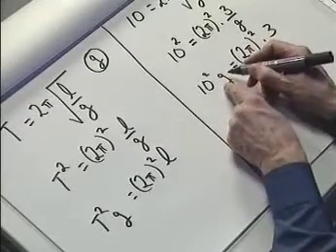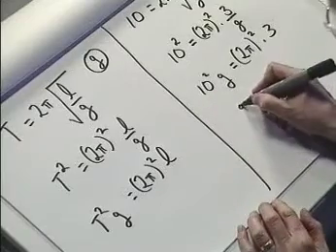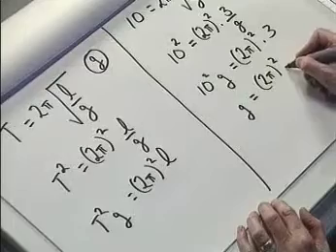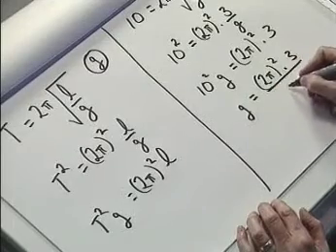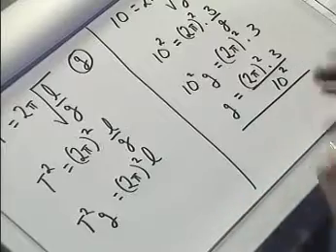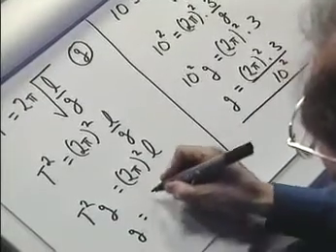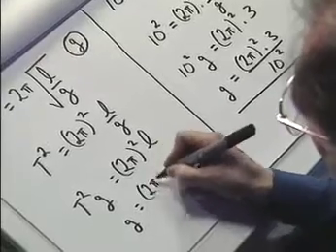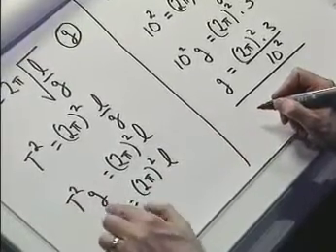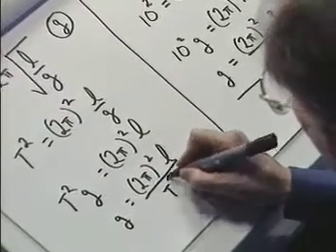Now it's G I want on its own. I want to say G equals, so I must divide by this thing 10 squared. So G is equal to 2 pi all squared times 3 all over 10 squared. And I can work that out. Well, let's do the same with this. G equals 2 pi all squared times by L, and I'm getting rid of this T squared by dividing everything by T squared.